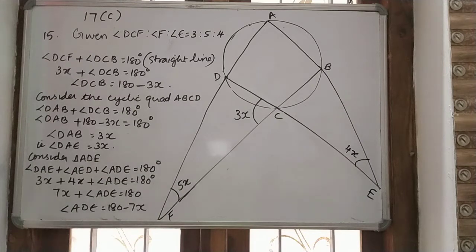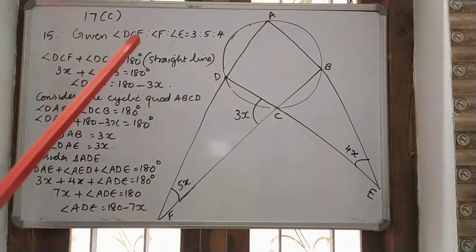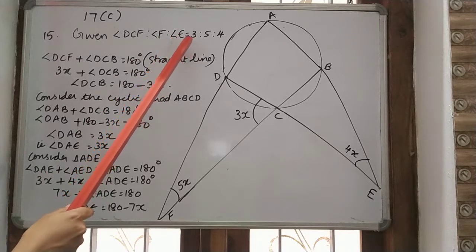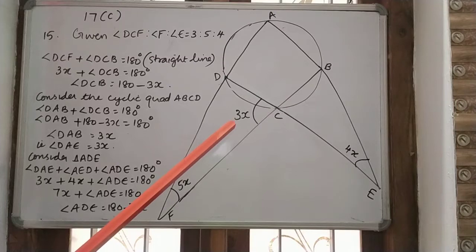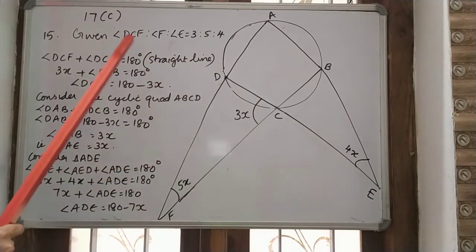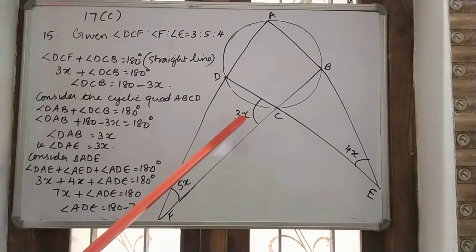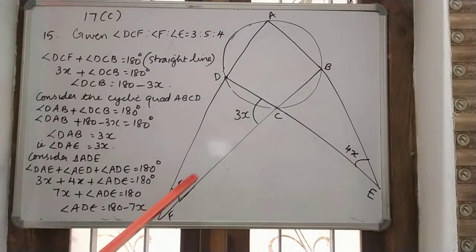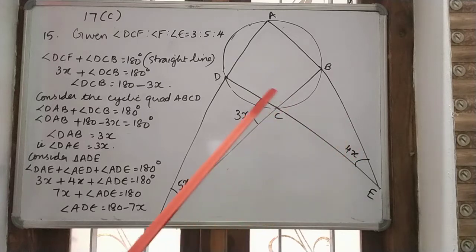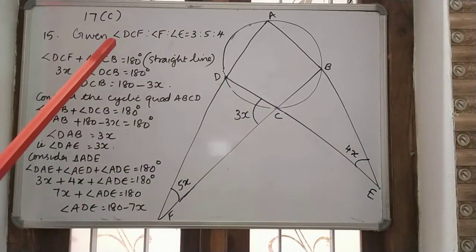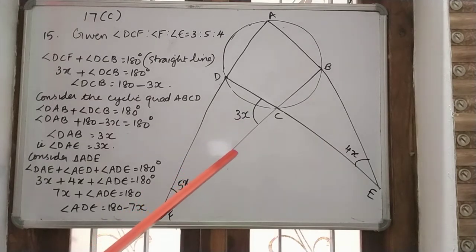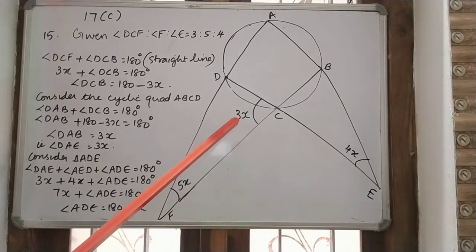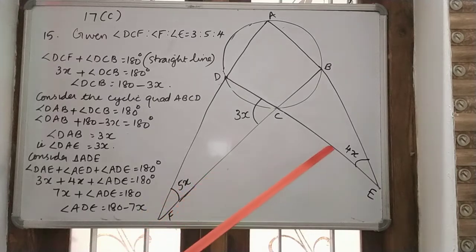Given angle DCF is to angle F is to angle E is equal to 3:5:4. So these angles will be what? Angle DCF will be 3x and angle F will be 5x and E as 4x. It is given in ratio form, so we make it in terms of x. So let the angles be 3x, 5x and 4x.